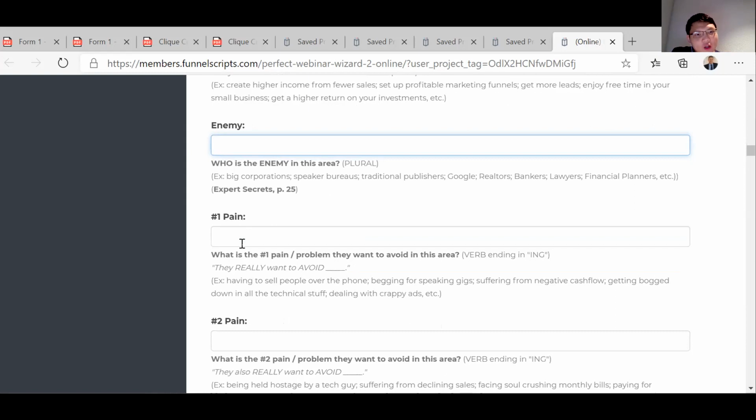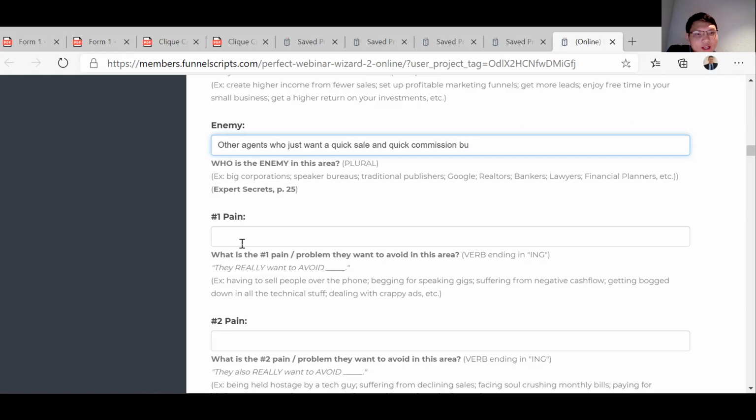Who is the enemy in this area? I guess in this case, the biggest enemy would be other agents, because maybe they don't know you, they know other agents, that's why they hire other agents, but other agents cannot help them with the project management, but you can. So other agents are the enemy. Okay, so that's good.